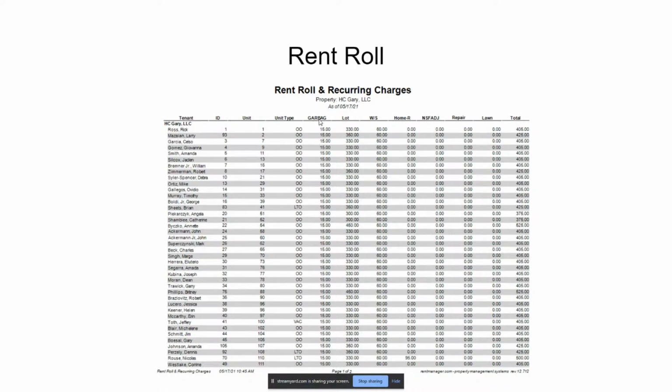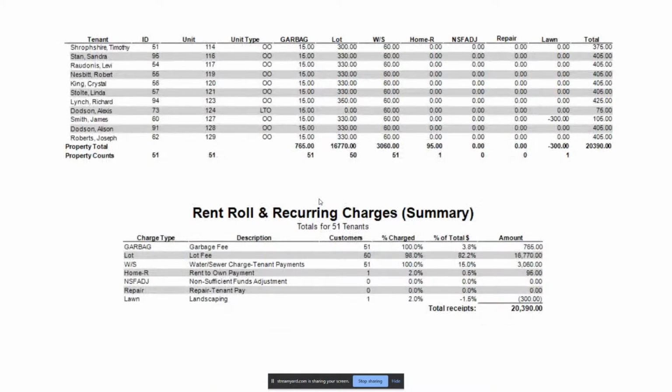So you can see, garbage was $15 a month. That's a flat fee because we just divided the garbage by our 52 tenants. And the lot rent, as you go down here, there's 330, 350, 450 down here. The Annette, she's in a double wide. And this other one down here, this Phillips, I think he is a rent to own. So he's at 450, and then you got the home rental, the repairs, lawn, all that stuff.